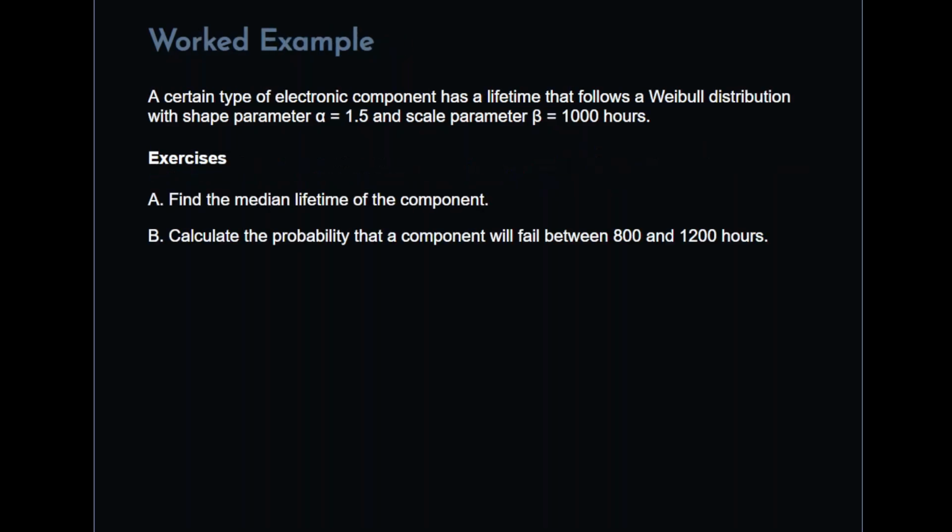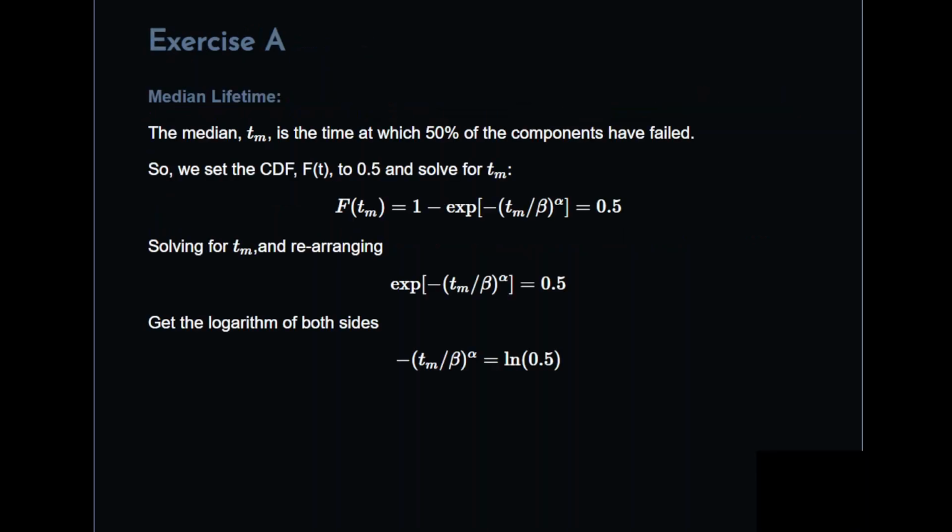So here's our question. A certain type of electronic component has a lifetime that follows a Weibull distribution with a shape parameter alpha equal to 1.5 and a scale parameter beta equal to 1000 hours. So we have two exercises here, A and B. Exercise A is find the median lifetime of the component, and exercise B, calculate the probability that a component will fail between 800 and 1200 hours.